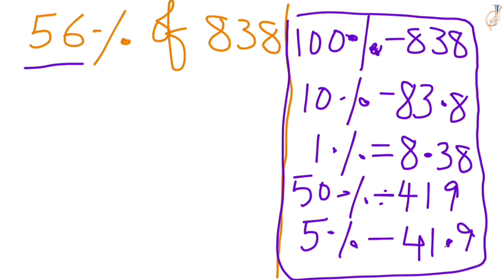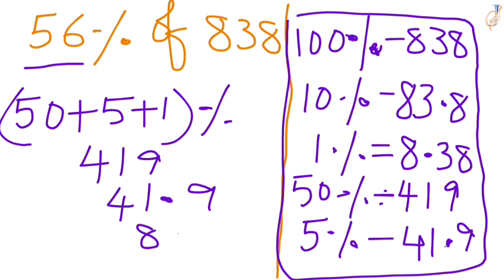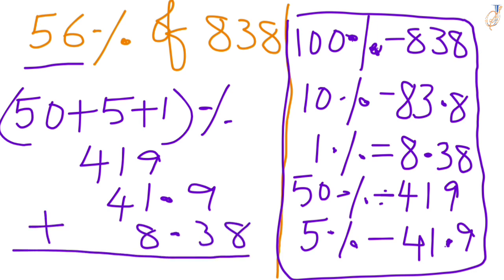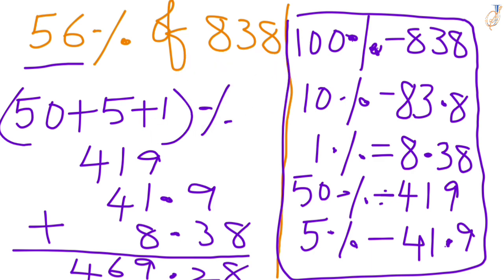So now you will see 56%. You can write it as 50 plus 5 plus 1 percentage of 838. 50% is 419. 5 percentage is 41.9. 1 percentage is 8.38. So if you do all the addition, you will get 469.28. So within 2-3 seconds you can solve this type of questions.